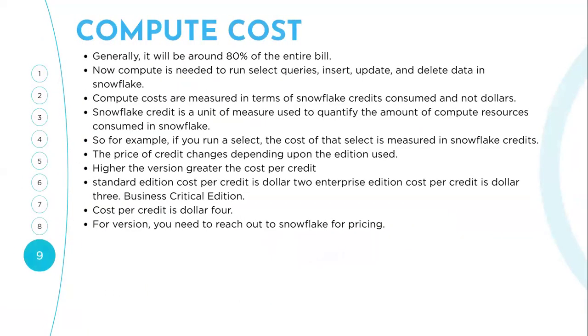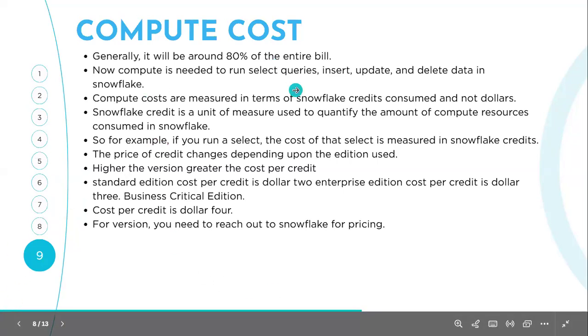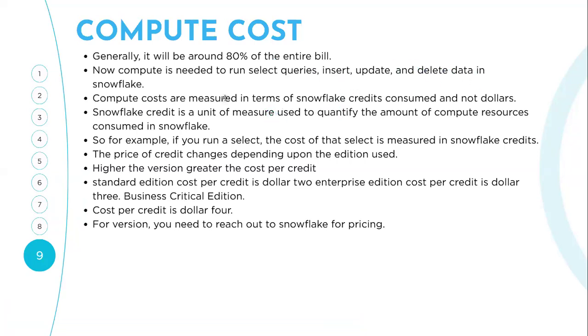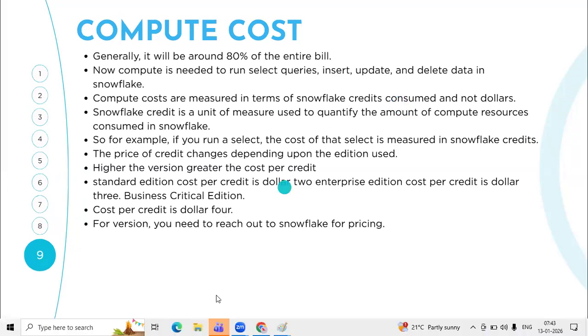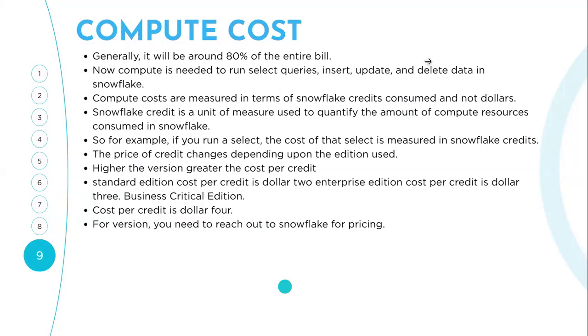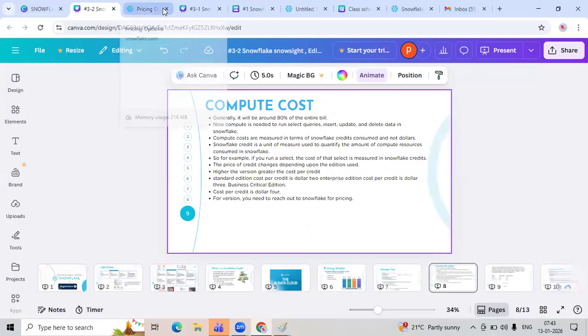Next, we have the compute cost. Generally, of the Snowflake credits consumed, 80% will be consumed by the VMs only. So most of the bill I'm paying is for the VMs, which I use for insertion, updation, and deletion of data in Snowflake. Compute cost is measured in terms of Snowflake credits, not in dollars. So we are measuring the amount in the form of credits, not dollars. So what are these credits?